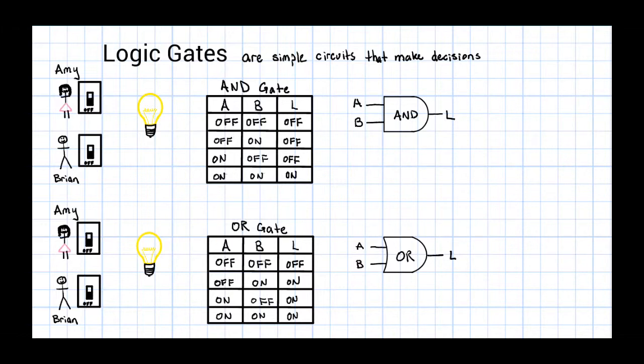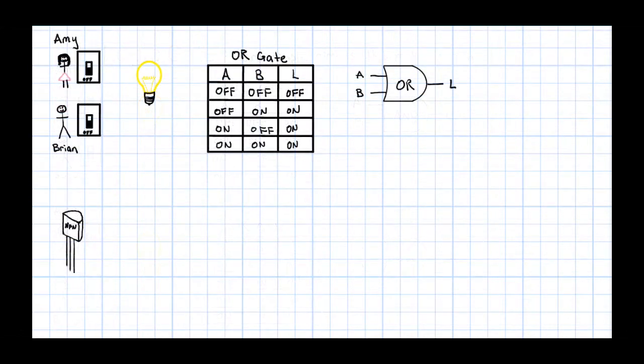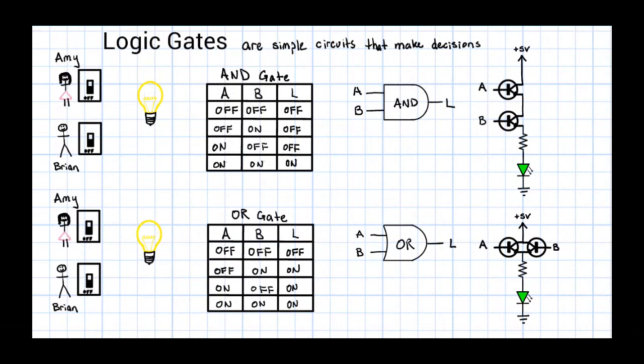As you may have guessed, there aren't little Amy and Brians running around inside all your electronic devices. That is where transistors come into play. Transistors are like little light switches. When you apply an electric current, the switch is on. When there's no electric current, the switch is off. Two or more transistors can be arranged to form the logic gates we have discussed. Here are the two logic gates constructed using transistors.